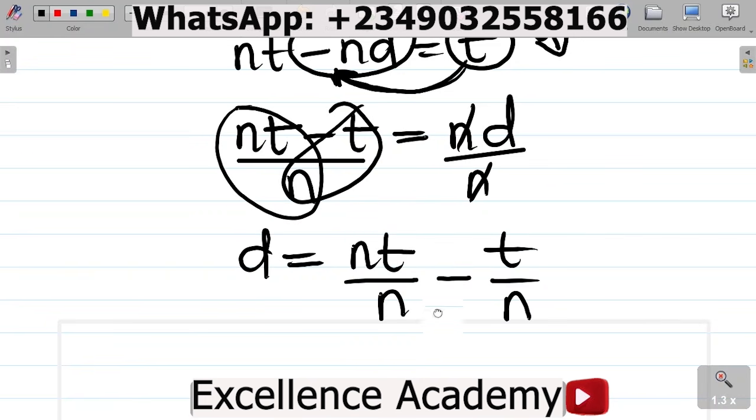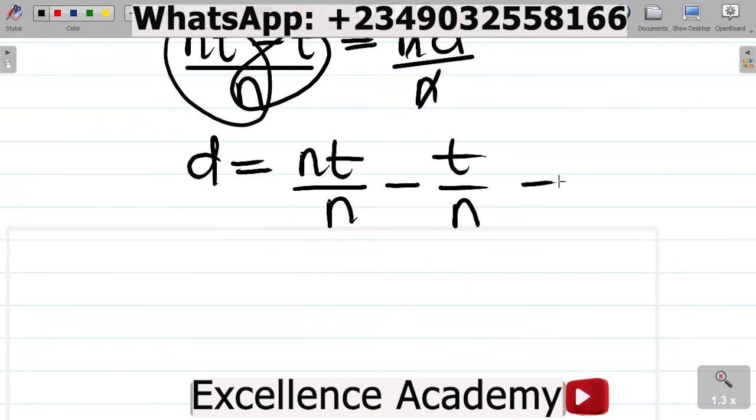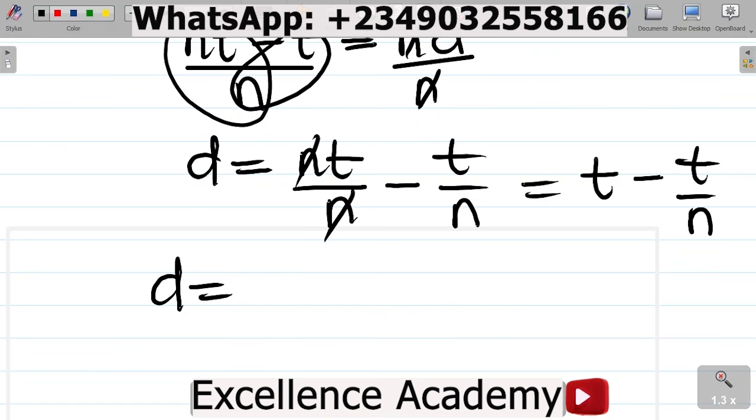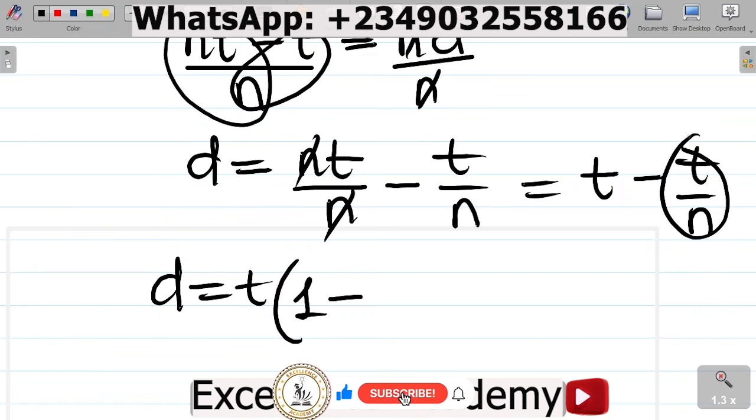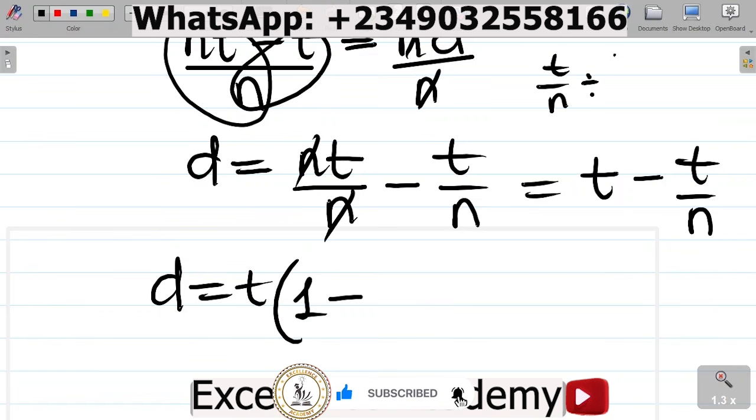This is mathematically correct. From here, N cancels N. You're having T minus T over N. So D will be equal to, bring out T from here. If I bring out T, that means I have T divided by T, that gives you 1. 1 minus, you have this one too, T over N divided by T.